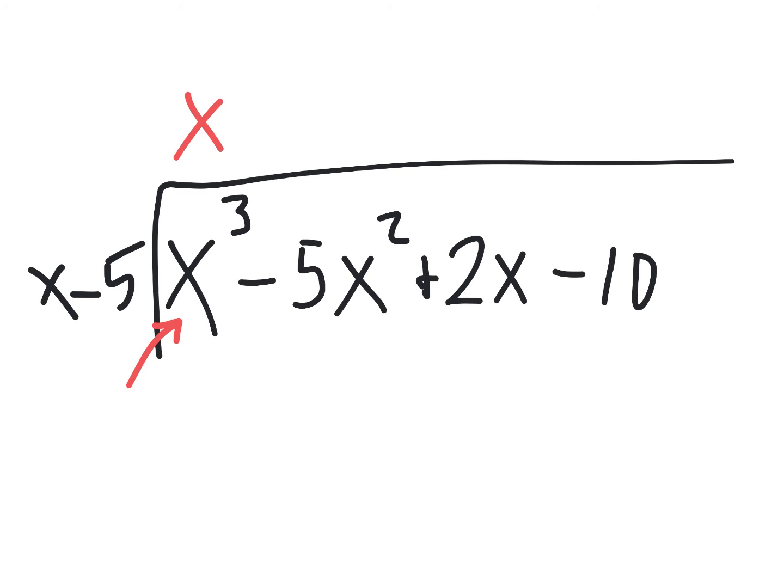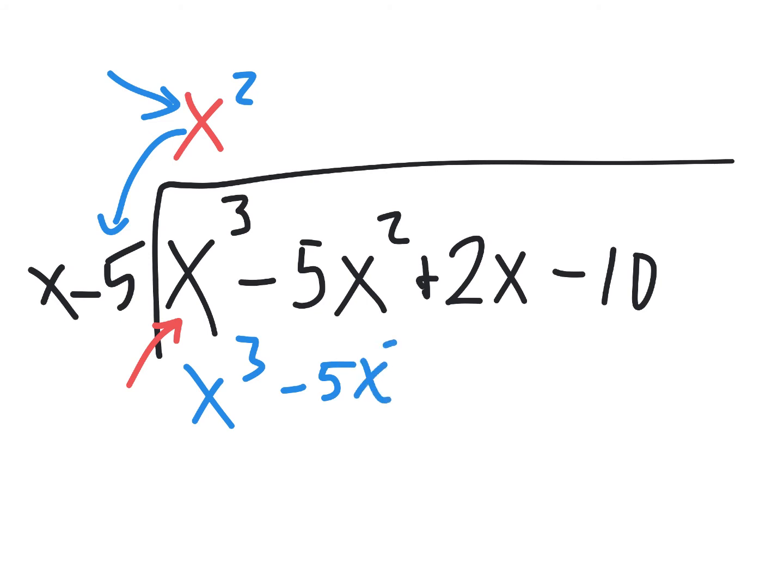All right, x times that. Oh, that's not working, so I don't use x. Do you know what I use? X squared. Yep. And then that makes x to the third, but you also have to multiply it by that, so what's next? It's either plus or minus 5. It's minus 5x squared to start with.